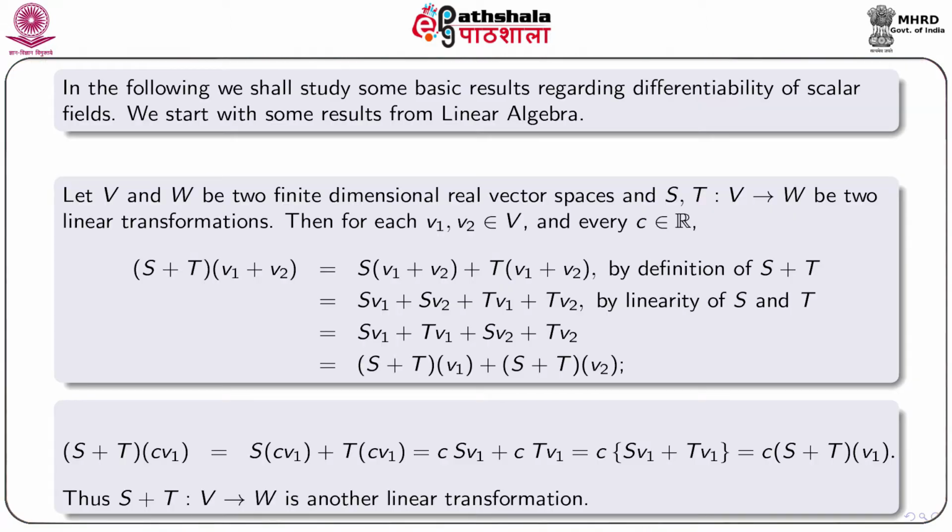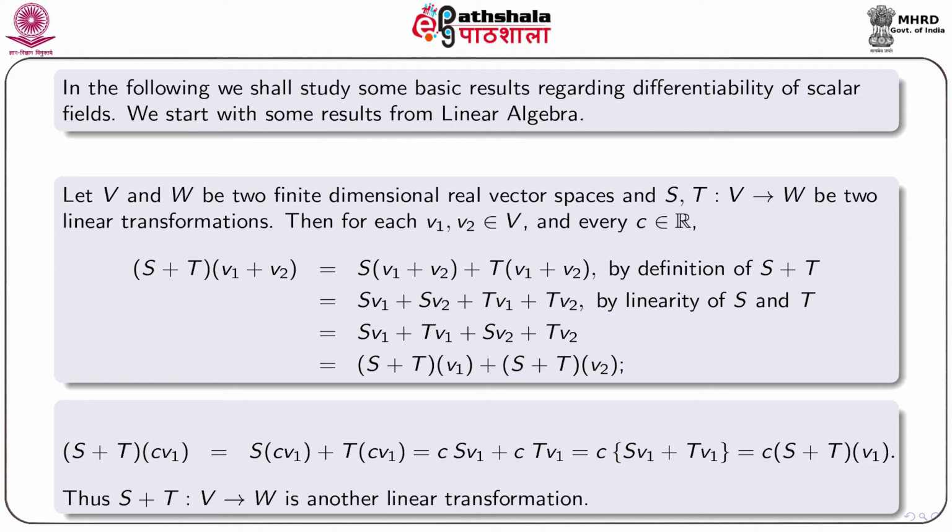We shall start with discussing some results from linear algebra. We are defining differentiability with the help of linear transformations defined over Rn. So, first of all we have to study some properties of linear transformations. Let V and W be two finite dimensional real vector spaces. That is, we can assume there exist two natural numbers n and m such that V is isomorphic to Rn and W is isomorphic to Rm. Also, let S and T be two linear transformations from V to W.